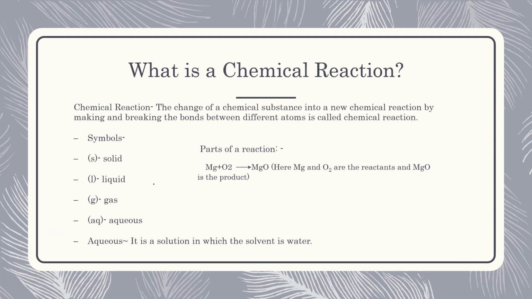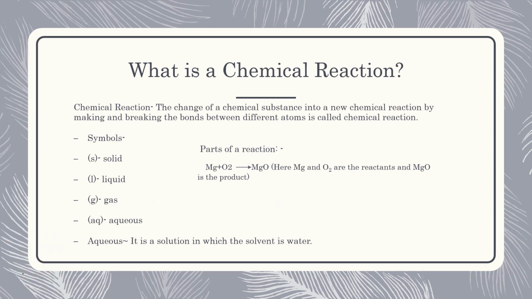If we take Mg, it would be a solid, plus O2, which would be gas, which gives MgO, magnesium oxide, which is also a solid. So I hope you understand why we use these symbols. And aqueous we also use at different times.